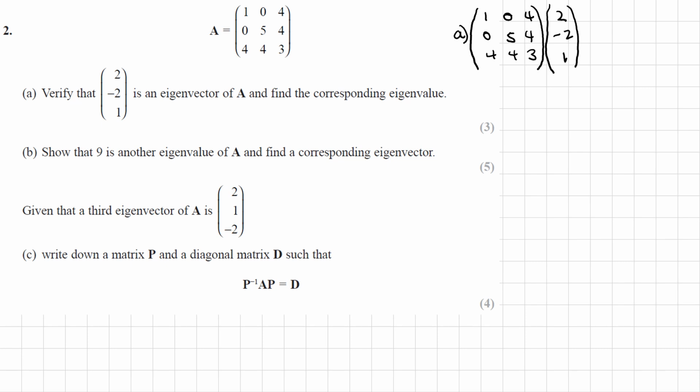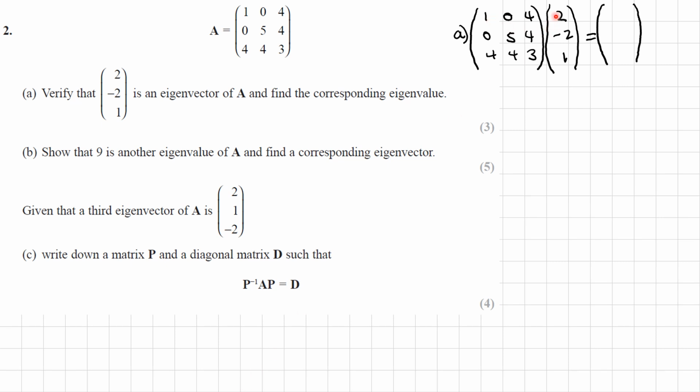Now if it's an eigenvector of A, I should get a multiple of this vector, and the multiple that it is, is the corresponding eigenvalue. So let's multiply this out. We'll start with the top row, and there's only one column in our question, so there's only going to be one column in our answer.